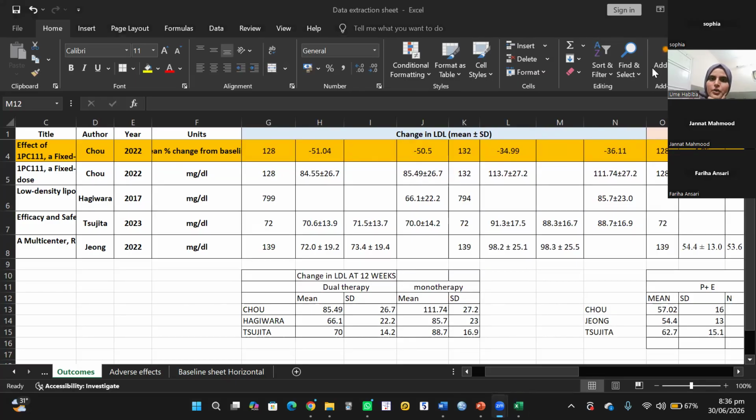Okay. Are you guys following along? Were you guys making the table on Excel? It's good if you do, because then you would also be able to copy paste everything on Revman, and you can make your forest plot with me as well.